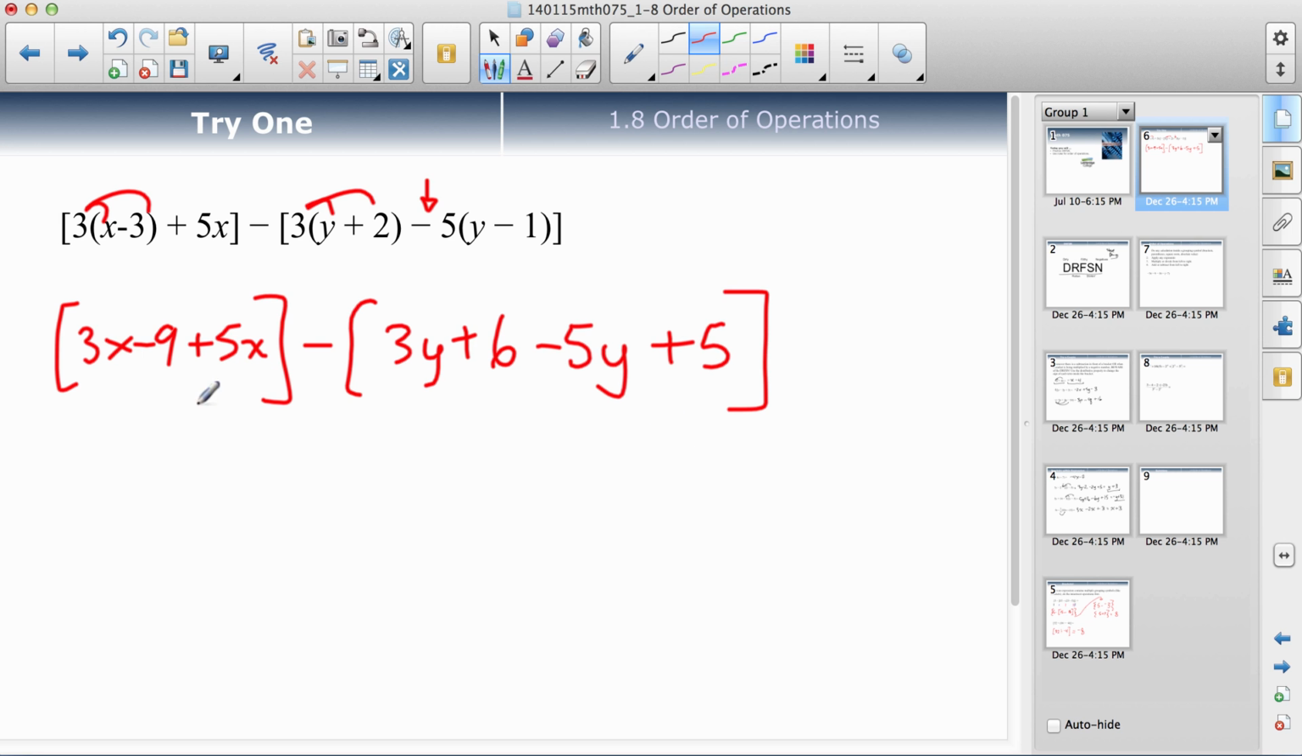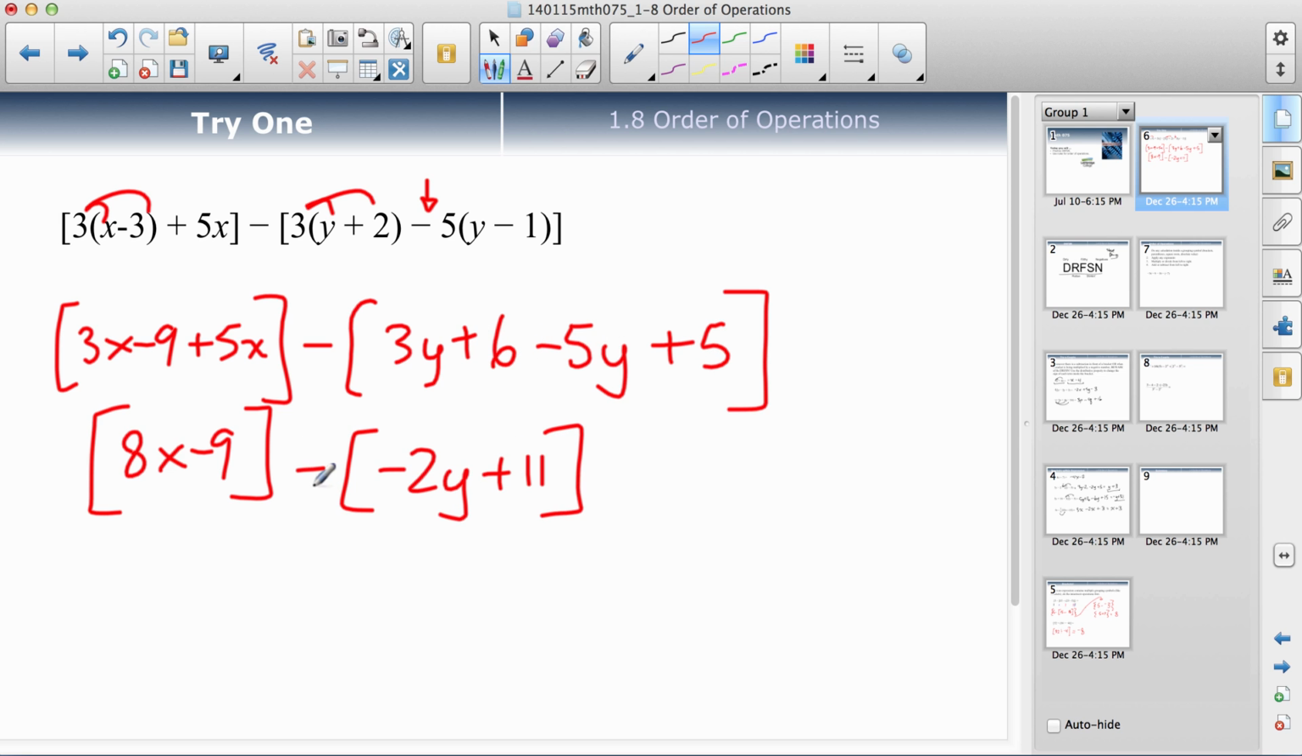There. Now, see if I can collect things within that bracket. 3x plus 5x would be 8x, take away 9. Minus, can I collect inside here? 3y minus 5y would be a minus 2y. And 6 plus 5 would be 11. Good. Oh no, there's another dirty, rotten, filthy, stinking negative right there.